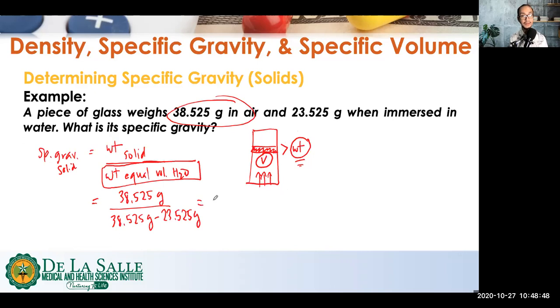So the specific gravity of the solid is equal to 2.57 or 2.6. So that's how we employ the displacement method in the determination of the specific gravity of solids.